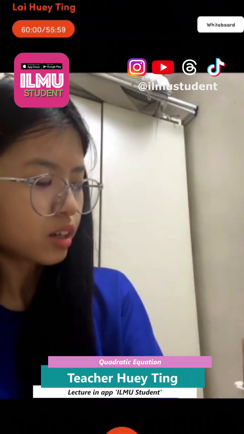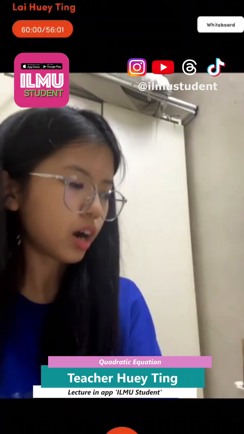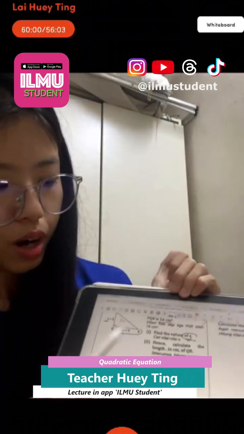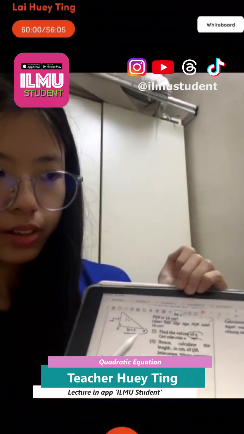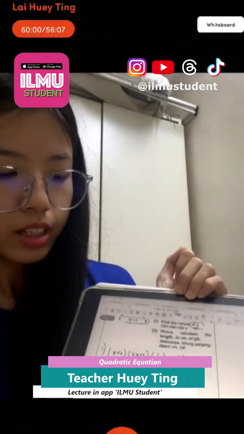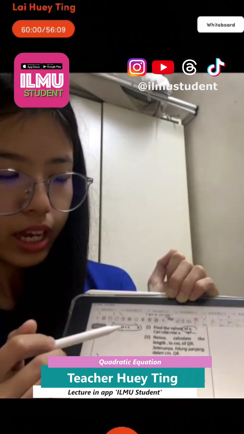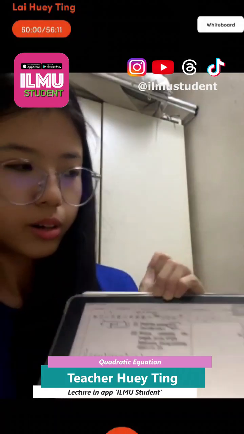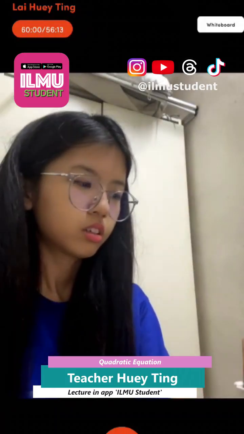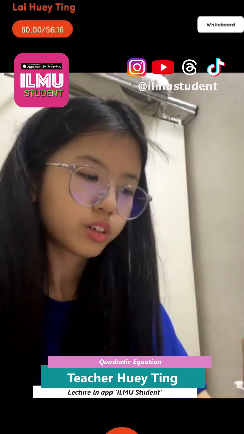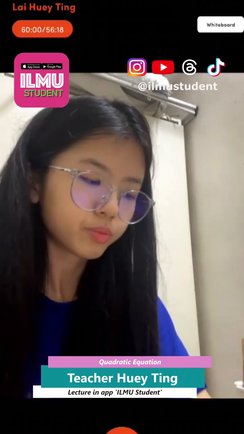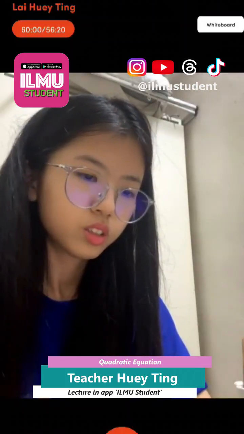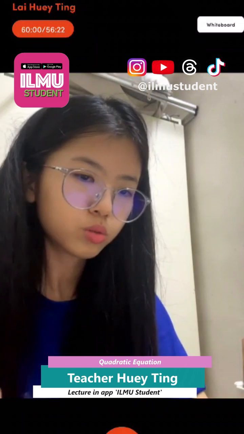Later, we have to calculate the length of the QR. So we can see that QR is 3x plus 2, right? We just simply plug in these two values in the x, we can get the length of QR. So here, 3 times 2 plus 2.